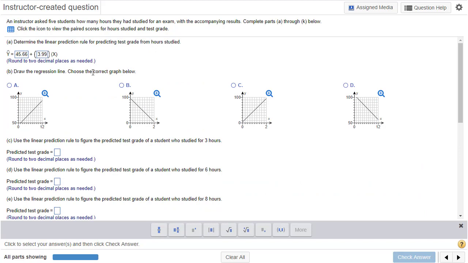Draw the regression line and choose the correct graph below. So we know it's not B and D. I mean, if you just think about it, even if we didn't have the equation, right? This here says the more we study, the lower our test grade. That doesn't make any sense at all. So let's pull it up and see which one. It's either going to be C or A.